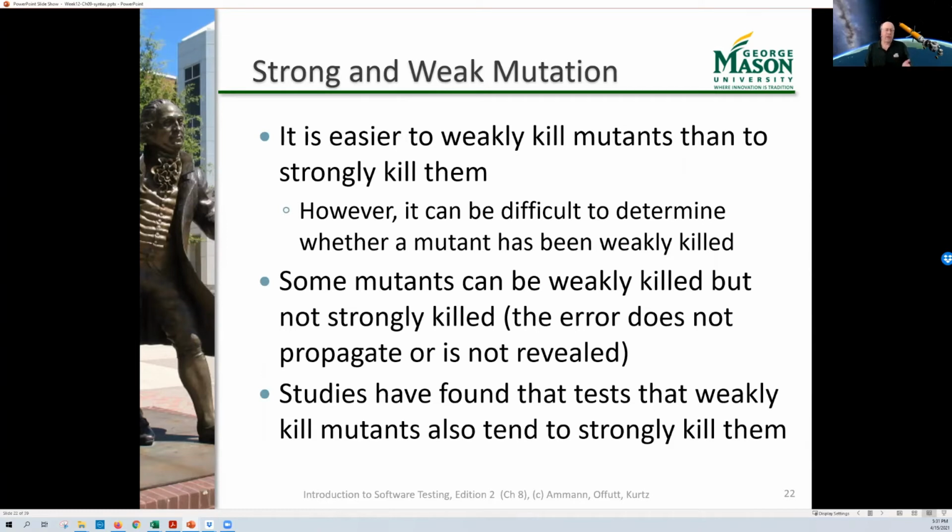So why are these two things interesting? Why are they both interesting? Well, it turns out it's easier to weakly kill a mutant than it is to strongly kill one. And that's not a surprise, right? Because just by definition, anytime I strongly kill a mutant, I've obviously already weakly killed it and then also required that the error propagate and be revealed. So certainly it's no harder to weakly kill than to strongly kill. And in fact, it's usually easier to weakly kill than it is to strongly kill. And some mutants can be weakly killed but can't be strongly killed.